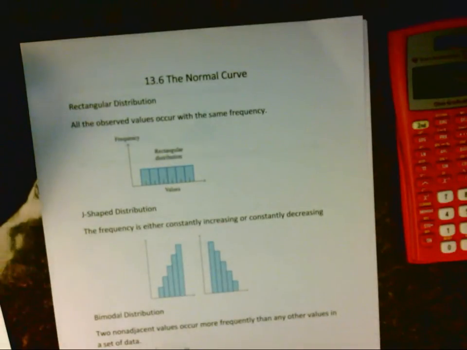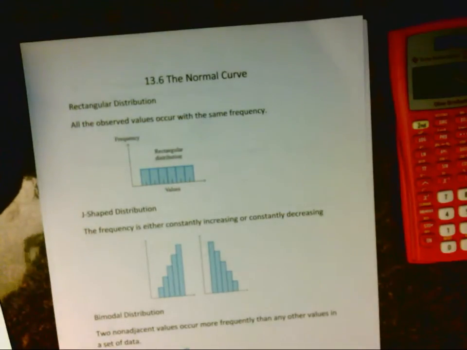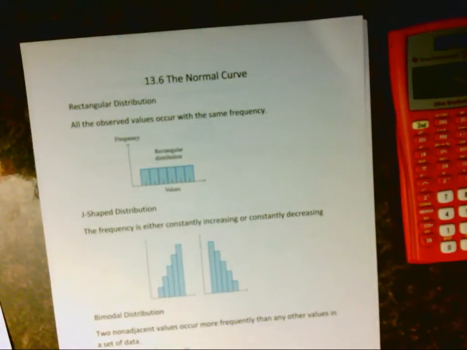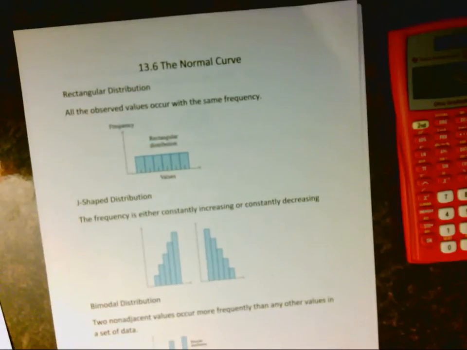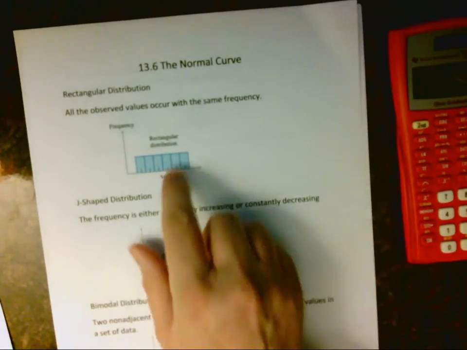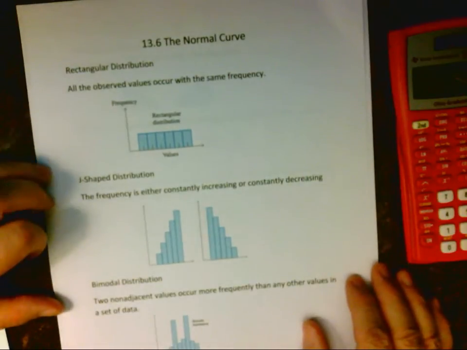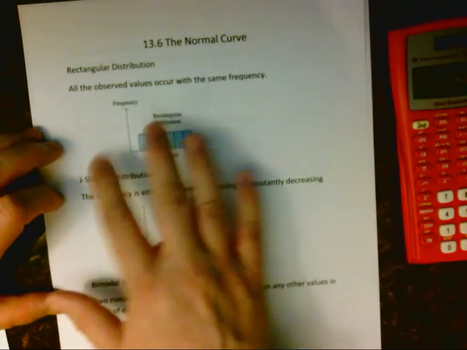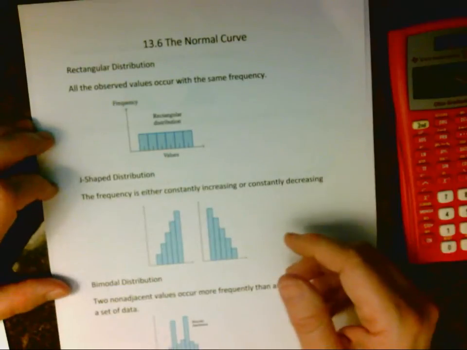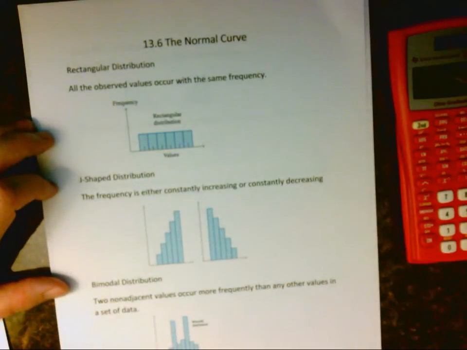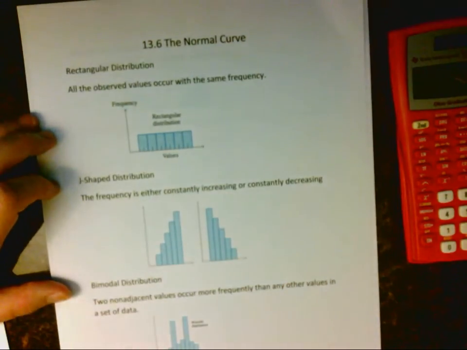Okay, let's get started with the first part of section 13.6, the normal curve. First, we're going to go over different names of particular types of distributions. And the graphs are really very helpful in understanding why they are named what they are named. A distribution is a way that you graphically represent data. We've gone over that in an earlier section.